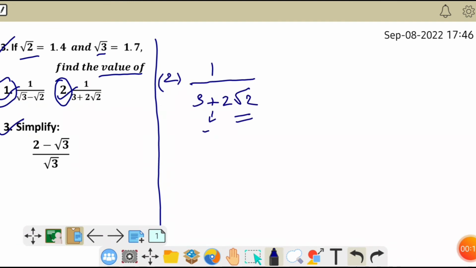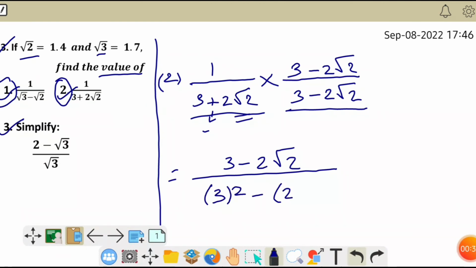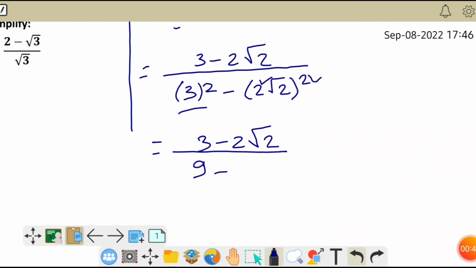Here we have to rationalize by taking minus. 3 minus 2 root 2 by 3 minus 2 root 2. Now multiply in the numerator and denominator. We'll have 3 minus 2 root 2 by a minus b into a plus b again, that is a square minus b square. Now in the numerator we get 3 minus 2 root 2, and 3 square is 9 minus 2 square is 4 into root 2 square is 2.